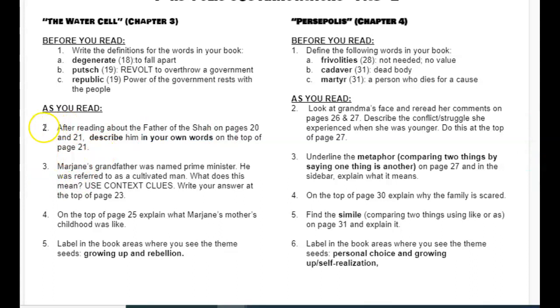So for number 2 right here, you're going to write it on the top of page 21. For this question right here, for this question number 3, it tells me write your answer at the top of page 23. I want you to look at number 4. Where will you write your answer for this question? Let's practice another one. This word is cadaver. It means a dead body. What page will I find this word on?